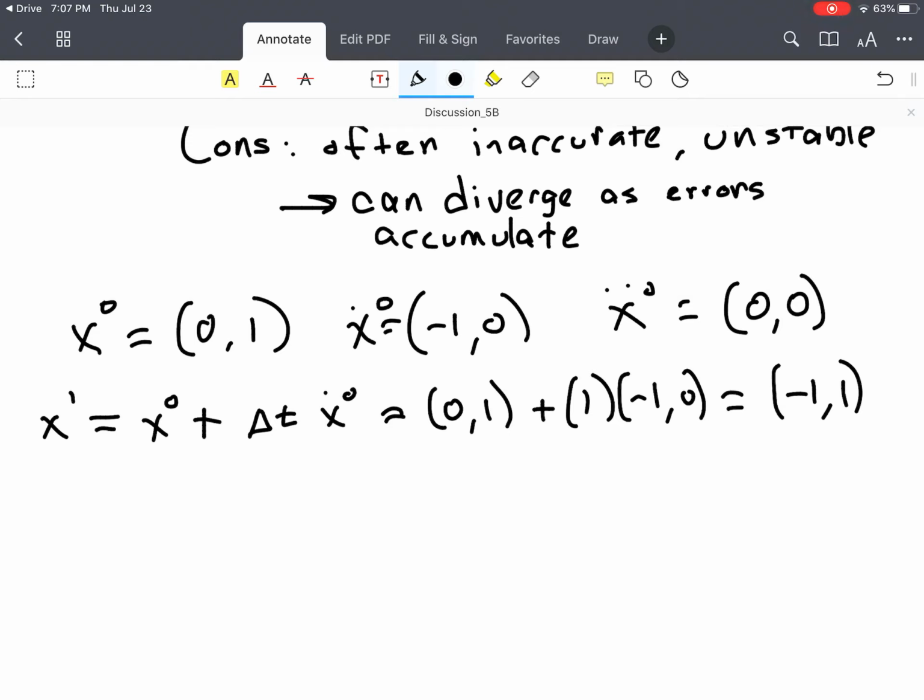And now what we want to find is the velocity. Well, the velocity at time 1 is also pretty simple because we could set up a very similar equation, except in this case, the acceleration is 0. So the second term drops out. And so we know that the velocity at time 1 is actually going to stay the same.